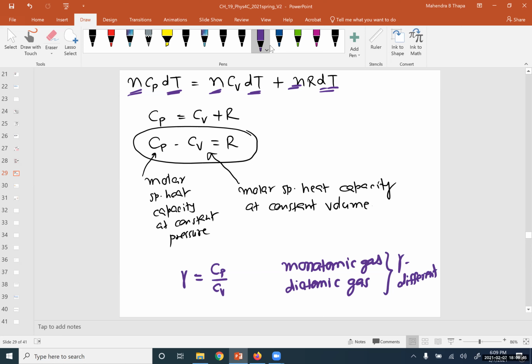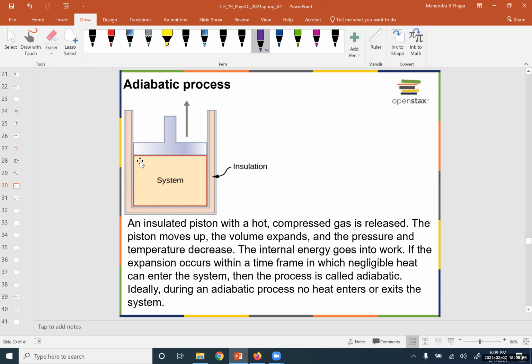Okay, let's start with the adiabatic process. This is just an example of how an adiabatic process happens. In an adiabatic process, the amount of heat supplied will be zero. We are not supplying any heat, no supply of heat to the system.